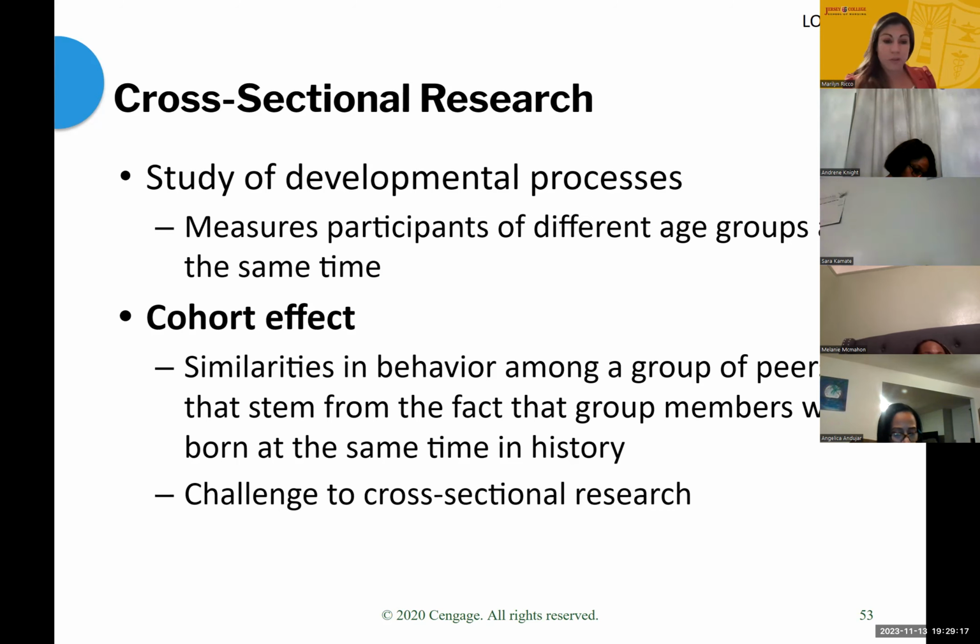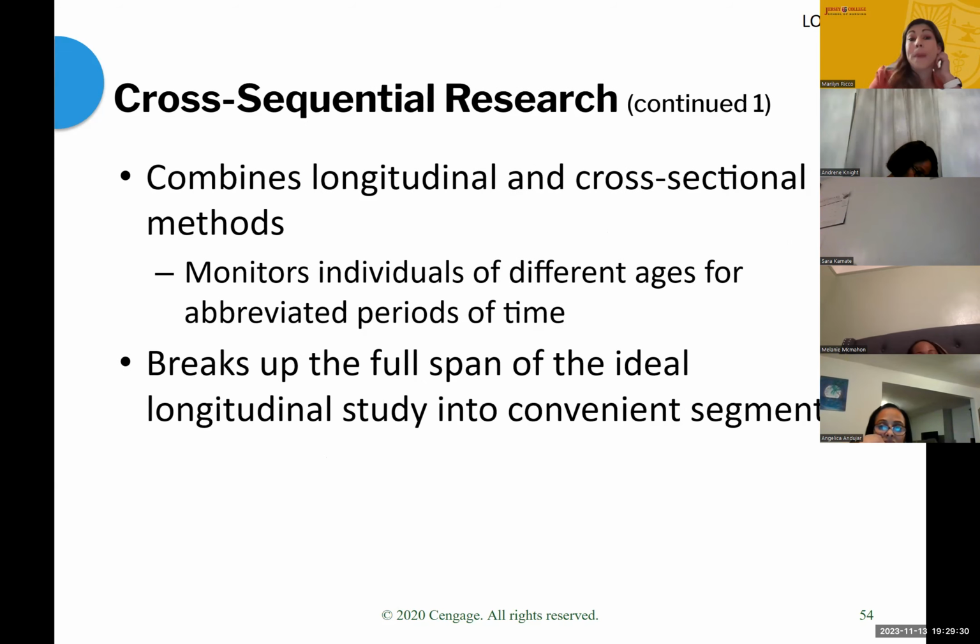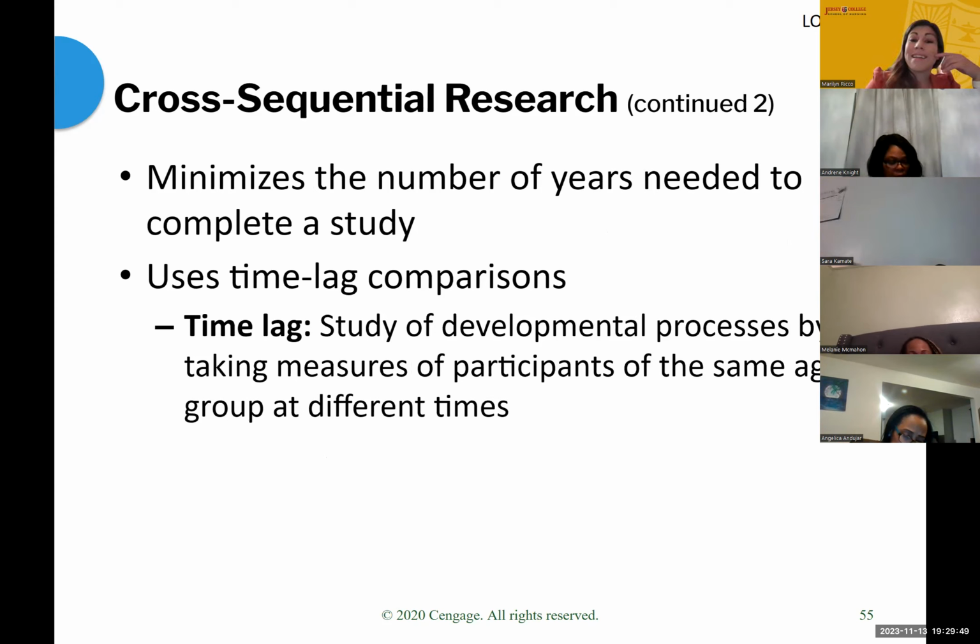Majority, all the 7-year-olds' results are going to come up the same as the 7-year-olds, but not as the 5-year-olds, right? So that plays a challenge in this, and this is why they do more than one type of research for certain things. So combining both the longitudinal and the cross-sectional research is the key. It monitors individuals of different ages for abbreviated periods of time, but it breaks up the full span of the ideal longitudinal study into convenient segments. It also minimizes the number of years needed to complete a study, and it uses what they call a time lag comparison, which is the study of developmental processes by taking measures of participants of the same age group at different times.